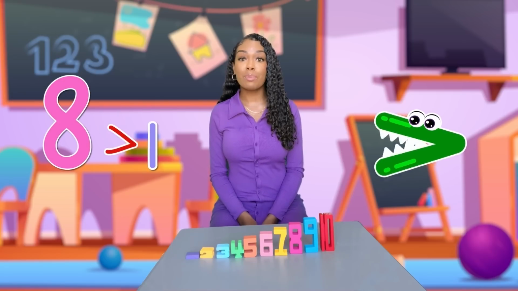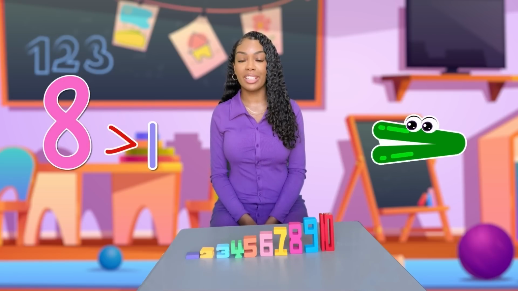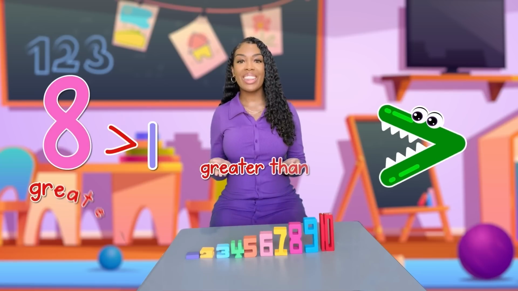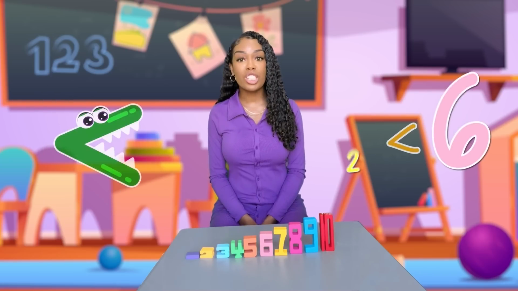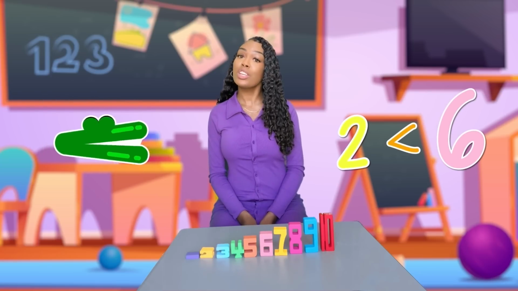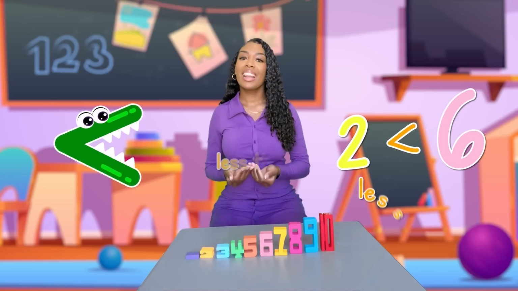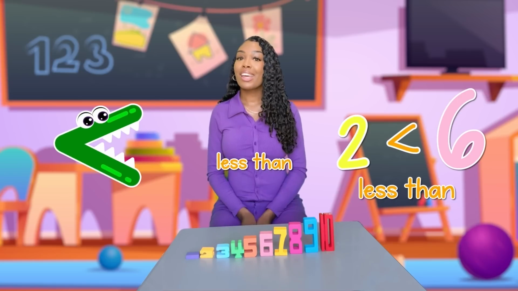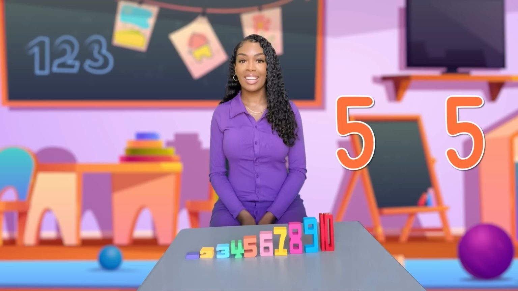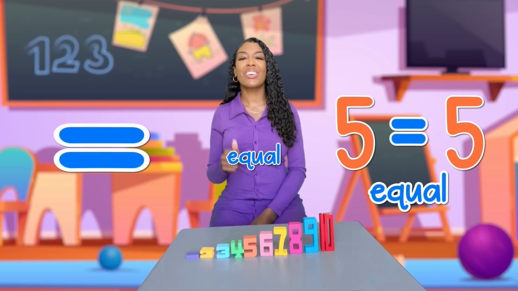Let's review. Which symbol opens its mouth up towards the bigger number? Greater than. And which symbol faces away from the smaller number? Less than. And which symbol do we use when the numbers are the same? Equal to. You got it.